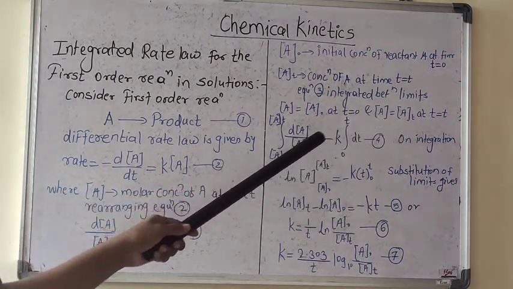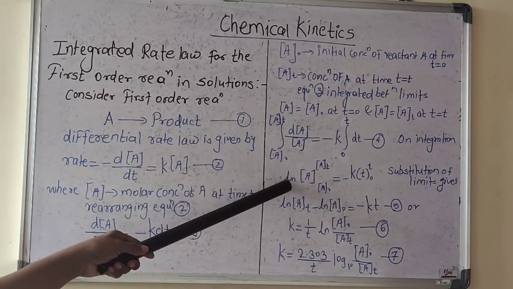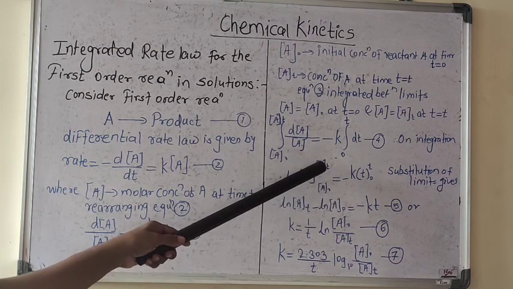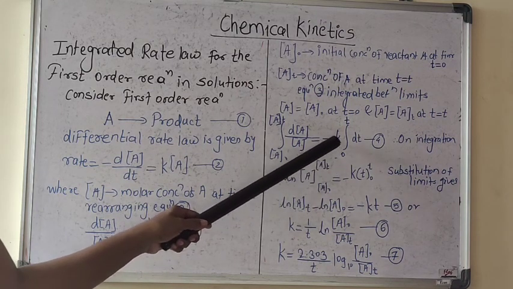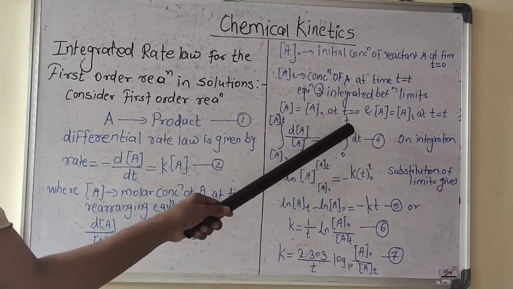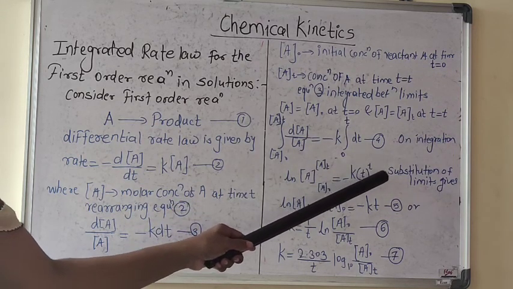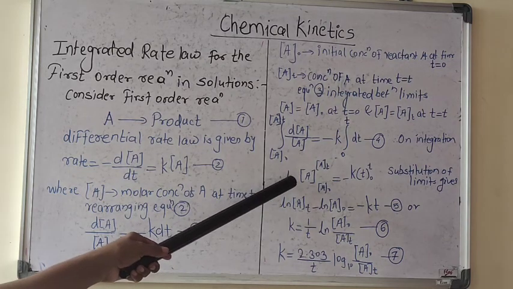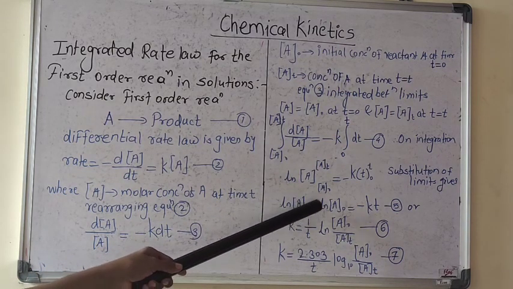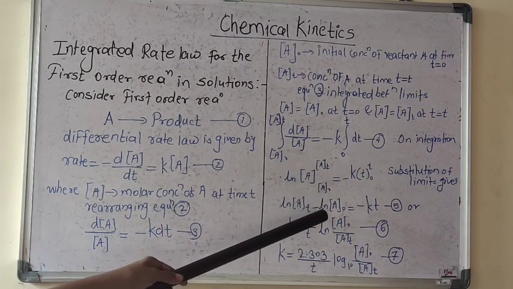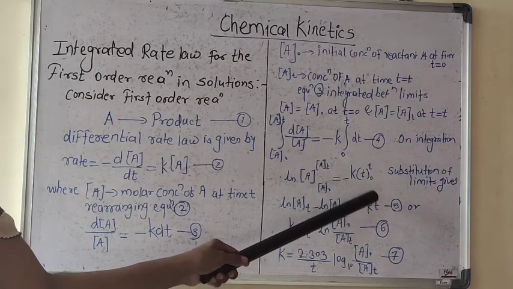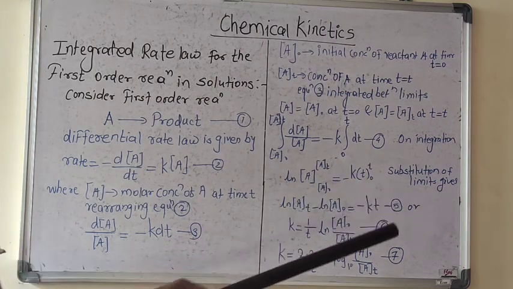Now on integration, we get ln of A between the limits A0 to At equal to minus k, and the integration of dt in limits 0 to t gives t. If we simplify this, ln At minus, upper limit minus the lower limit, ln A0 is equal to minus kt. This is equation 5.